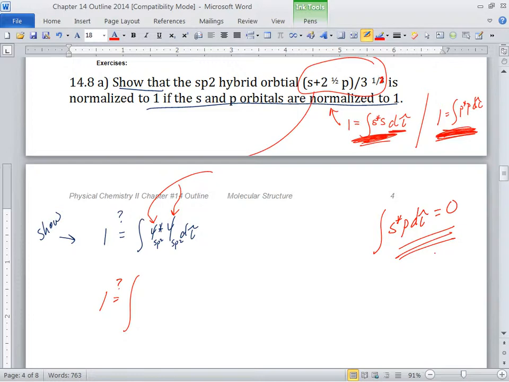Orthogonal. Geez, I should toss you a brownie. Orthogonality. So those terms that are different, you just set them to 0. That's one of the big reasons why they pick this linear combination of atomic orbitals, because they're orthogonal. It makes calculations so much easier. So hopefully you'll end up with 1 equals 1. So S star P is orthogonal, P star S orthogonal. They have to be the same.